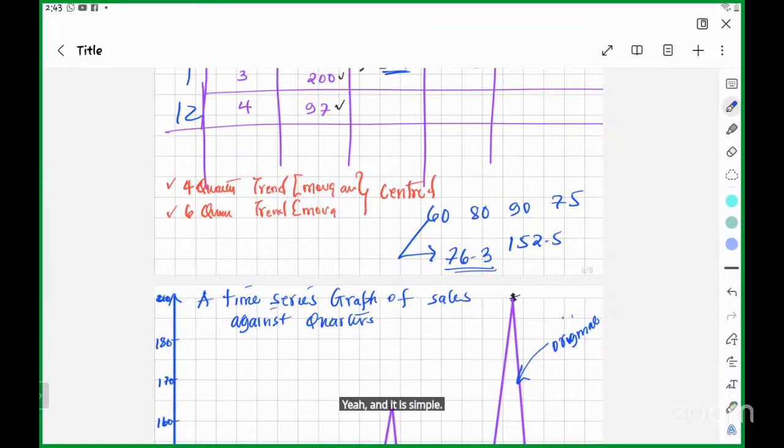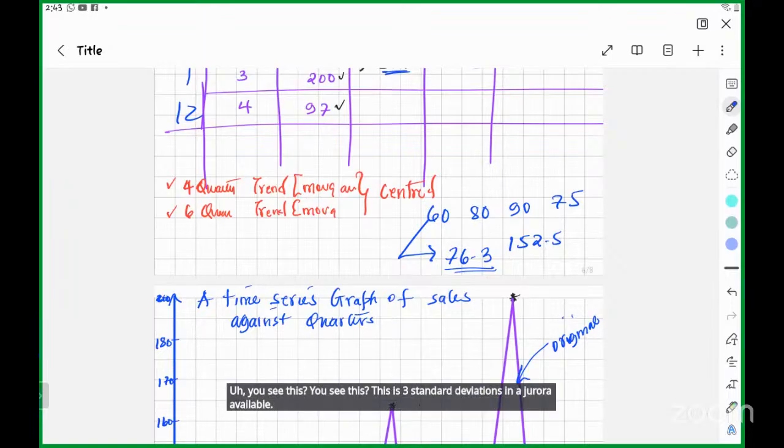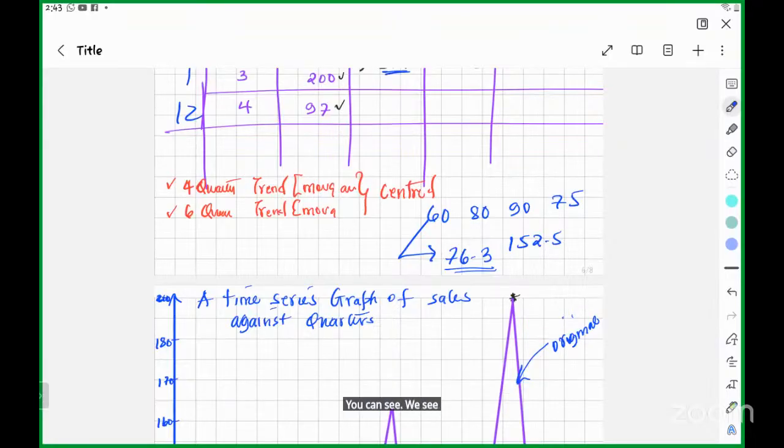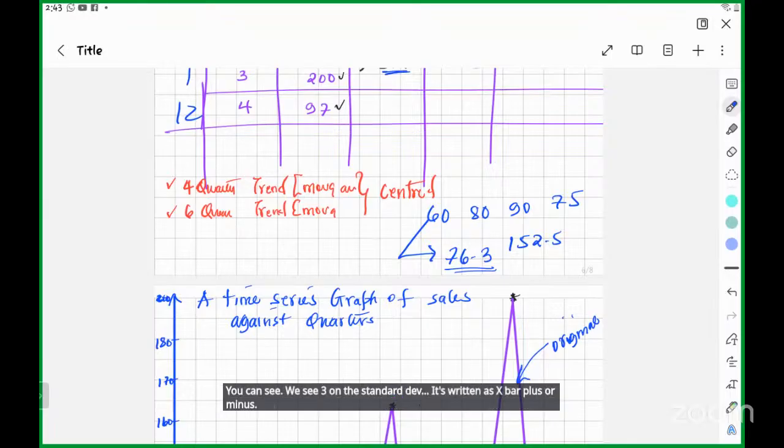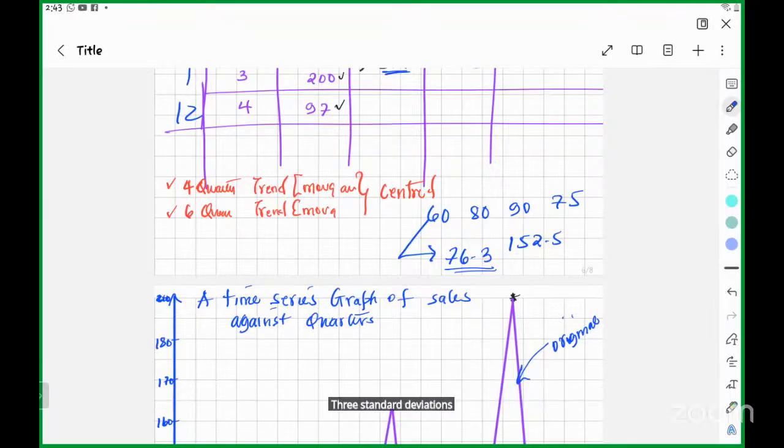You see this? This is 3 standard deviations. It's written as x bar plus or minus 3 standard deviations over square root n. So these are the limits. The lower limit is when this is a minus: mu 1, x bar minus 3 sigma over root n.